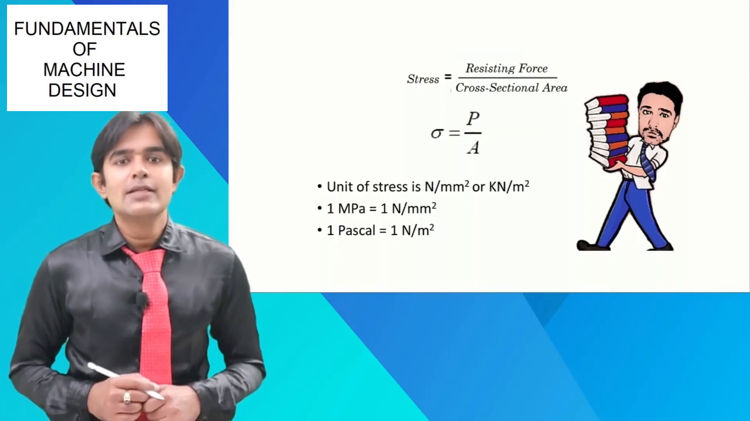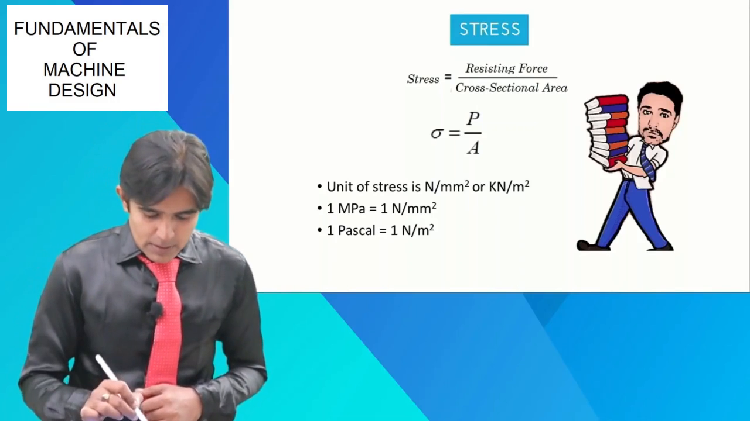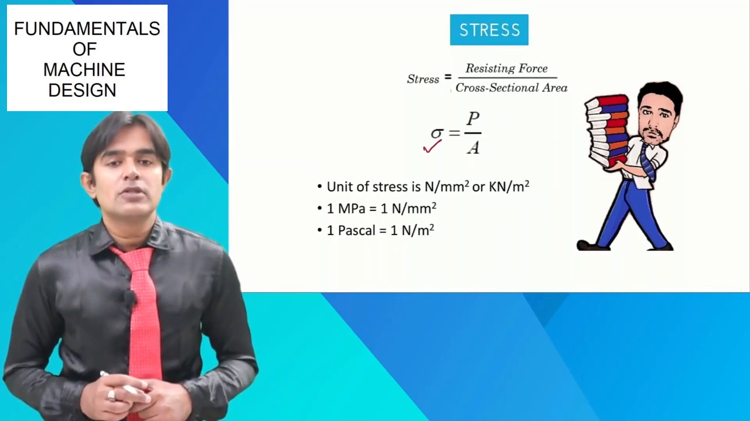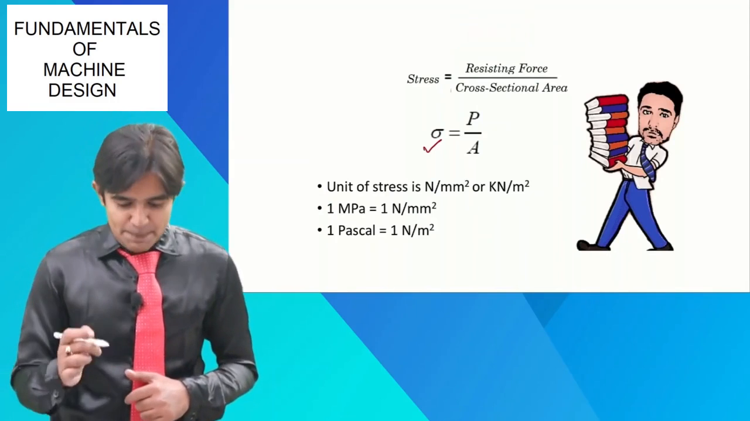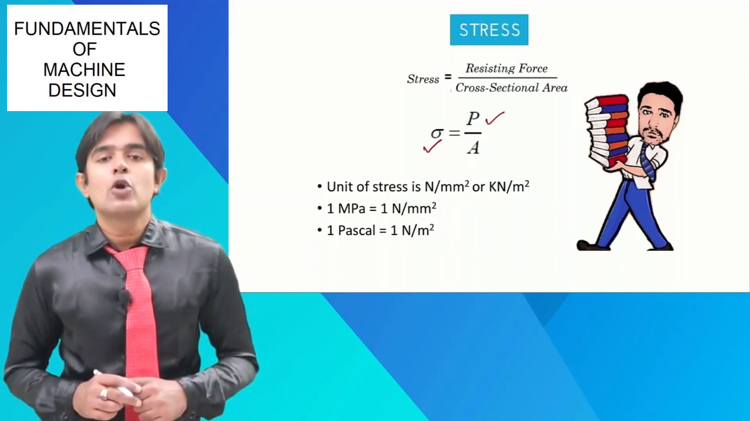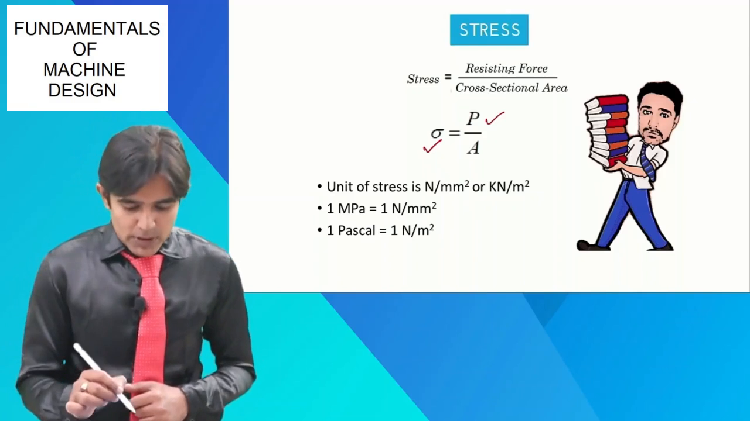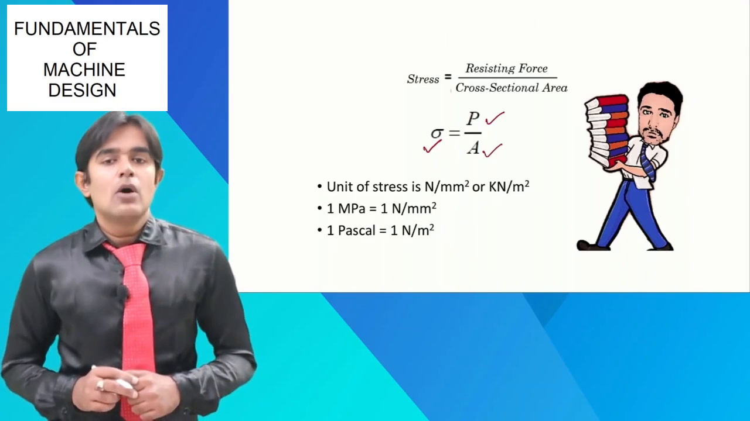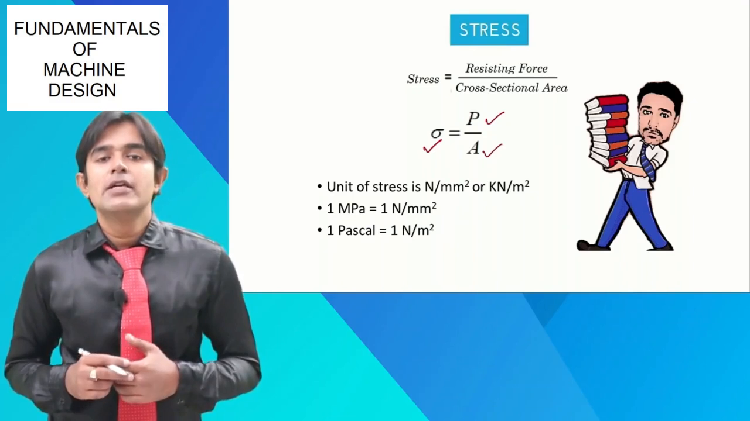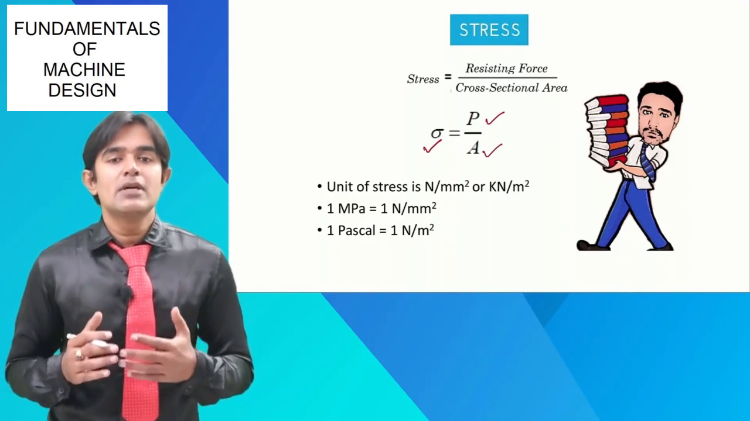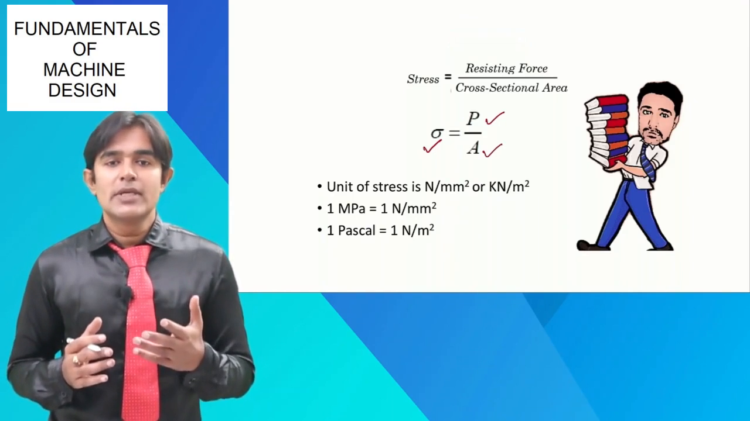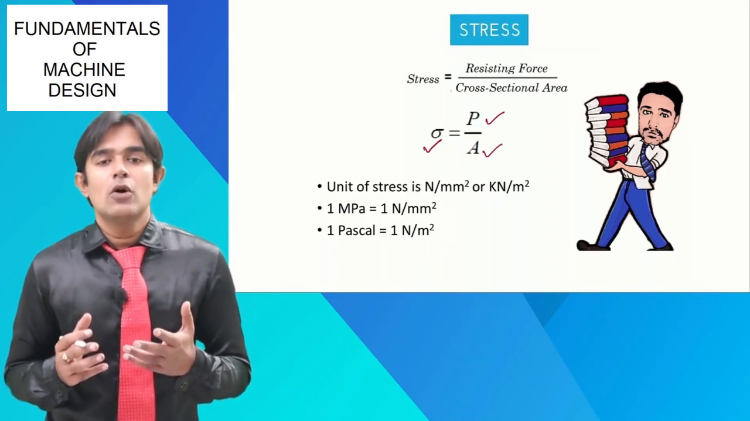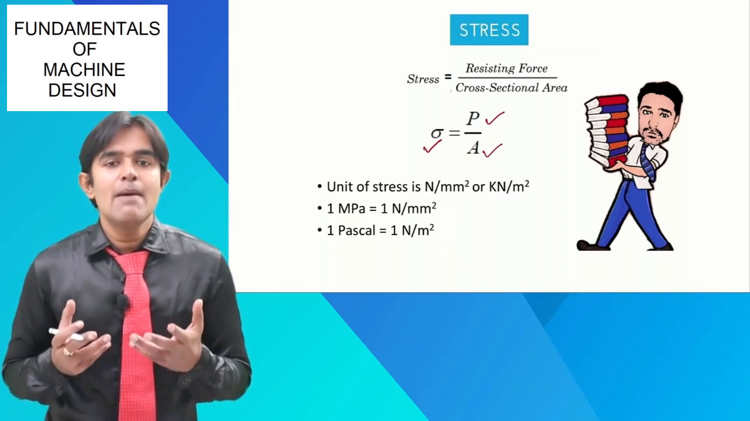Now stress is denoted by the word sigma. The resistance force is denoted by the word P, you can see over here, and the cross sectional area is denoted by the word A. Now stress has a unit which is called Newton per mm square. Force is denoted in Newton and the cross sectional area is denoted in mm square.